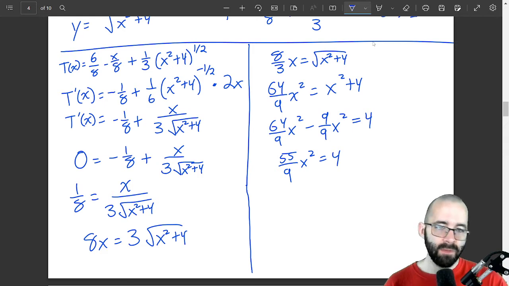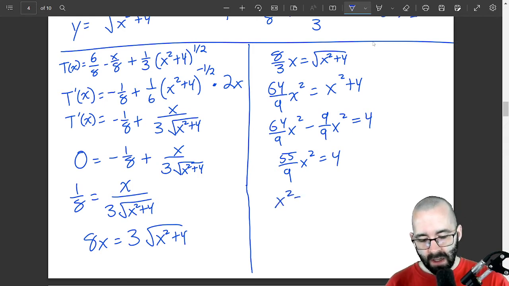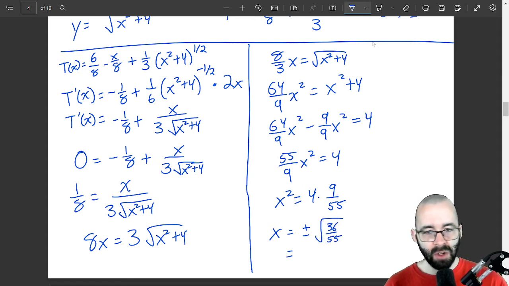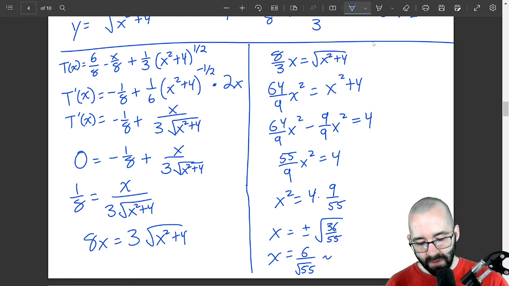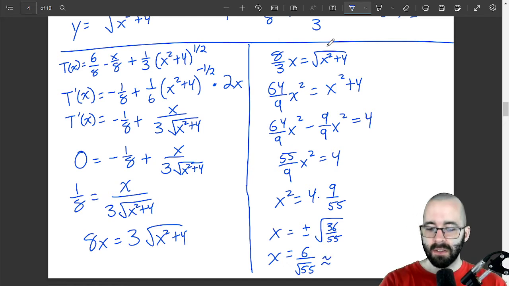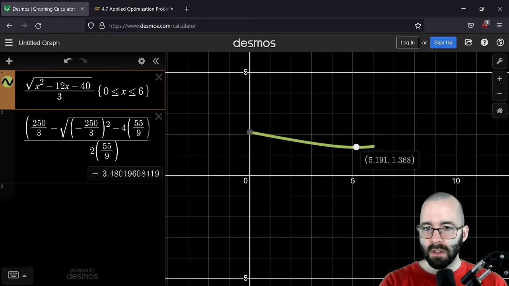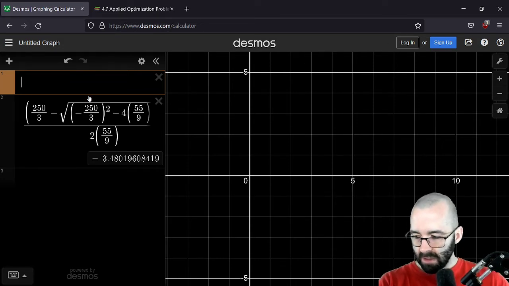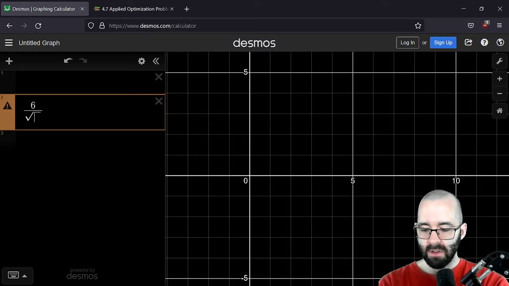Multiply by the reciprocal, take the square root of both sides. X squared is 4 times 9 over 55. That does not reduce. X is plus or minus the square root of 36 over 55. And again, we only want the positive value for x here. So it's going to be 6 over the square root of 55, which is about something. Six divided by the square root of 55.